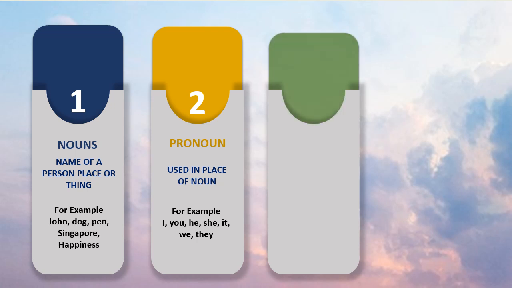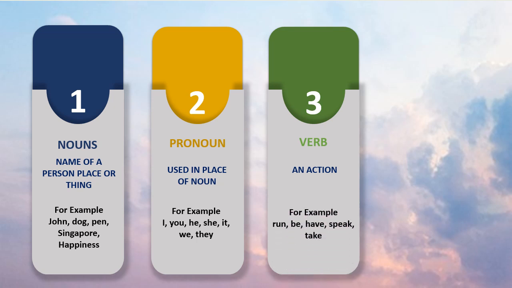Pronouns replace nouns to make sentences clear, but words alone aren't enough. We need something to show what's happening. That's where verbs help. Verbs are action words that bring sentences to life and make them meaningful. Imagine a sentence without a verb: she, fast, or they, English. Confusing, right? Now, let's add verbs. She runs fast. Now it makes sense. They speak English. Now we know what they do.